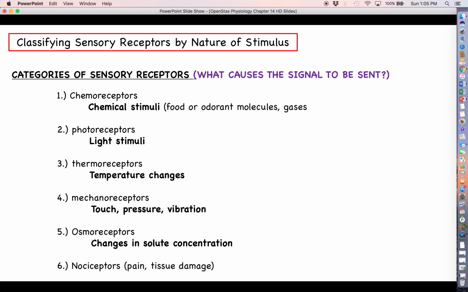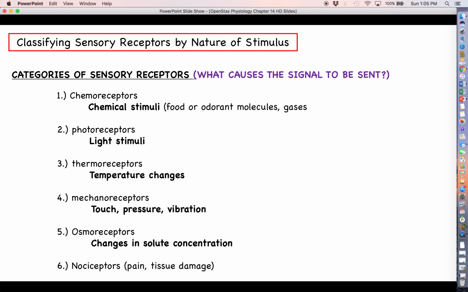We have chemoreceptors, which involve receptors being activated by a chemical stimulus, meaning some type of molecule like food or odorant molecules, gases like oxygen and carbon dioxide. Photoreceptors, as the name implies, are activated by light stimuli. Thermoreceptors, again, as the name implies, are going to be activated by changes in temperature. Mechanoreceptors will be activated by touch and pressure and vibration.